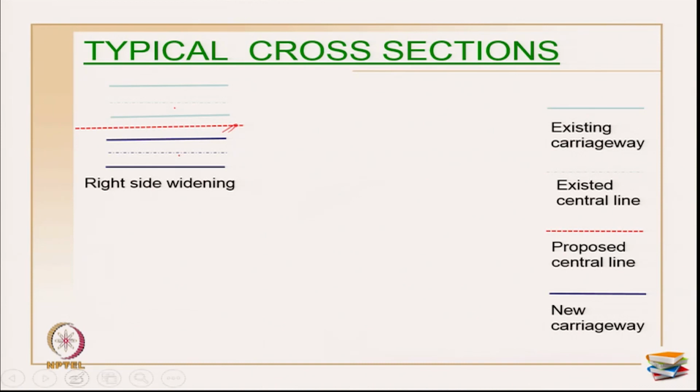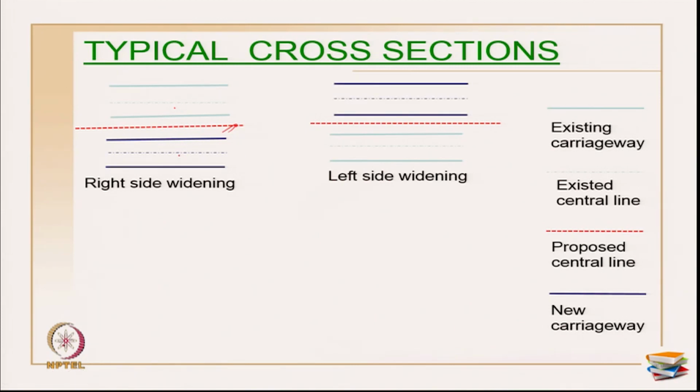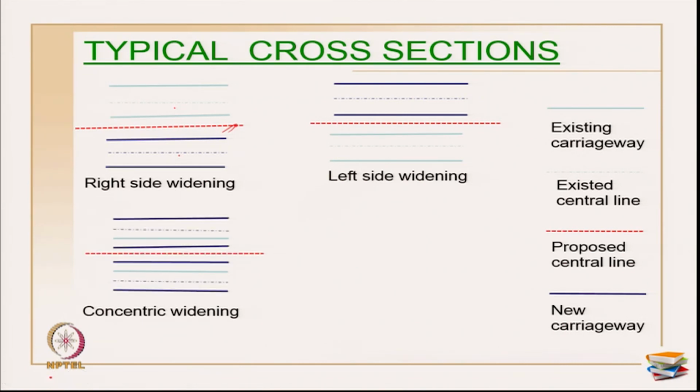This is primarily called right side widening. The same thing happens in left side widening. So, this is the existing one, this is the proposed one, and this is the proposed central line in case of left side widening. Now, suppose you want concentric widening, then I may have the proposed central line and I may have to widen the project on both sides. That may happen in concentric widening.